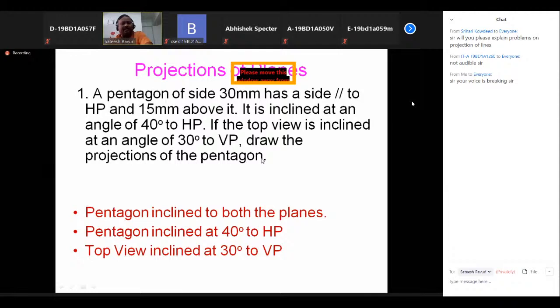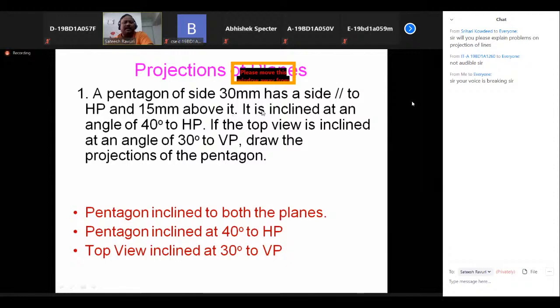Once again, I am reading this problem. A pentagon of side 30 mm has a side parallel to HP and 15 mm above it. Sometimes the side may be resting on the horizontal plane, but for a change, the side is raised. This presentation is being prepared by our senior faculty, Lakshman Rao sir. So here we can understand that the surface of the pentagon is parallel to the horizontal plane.